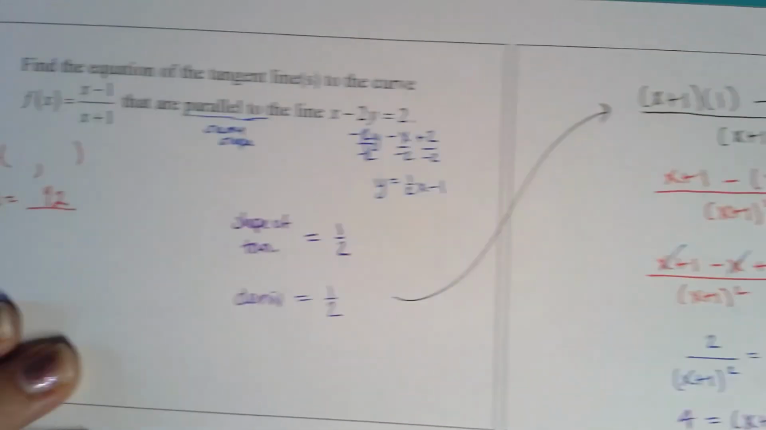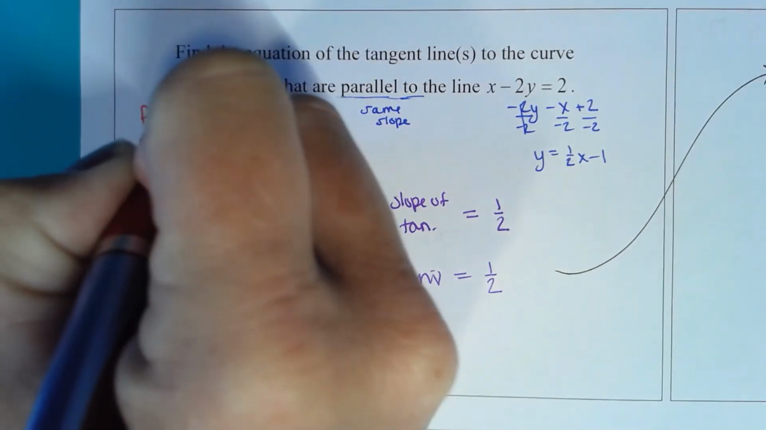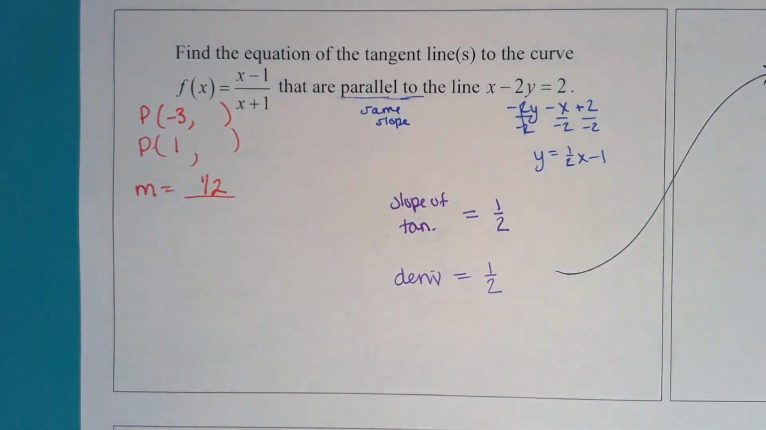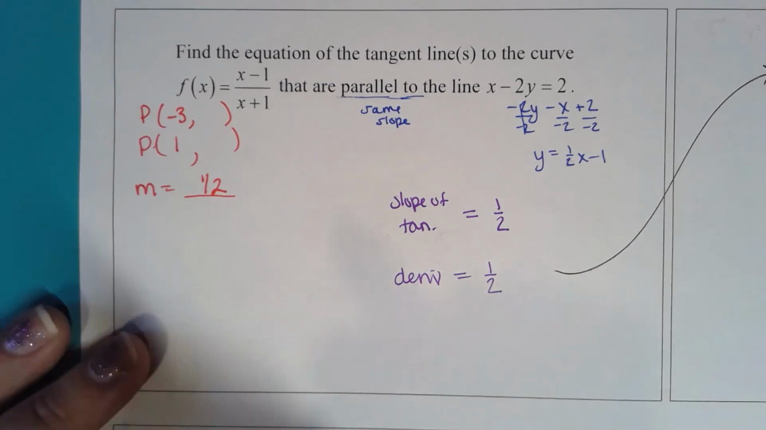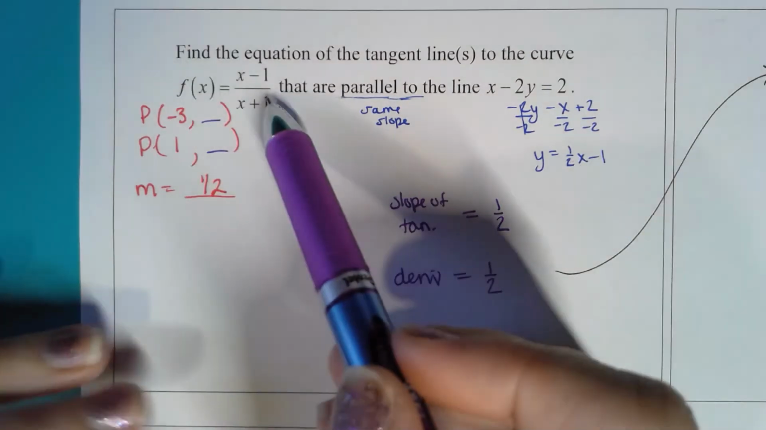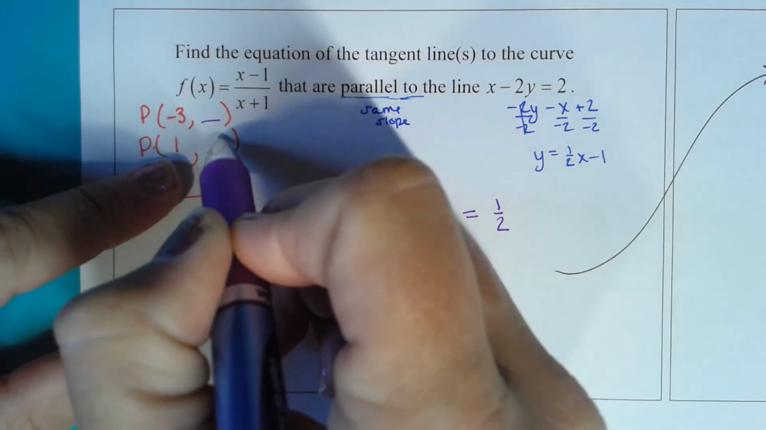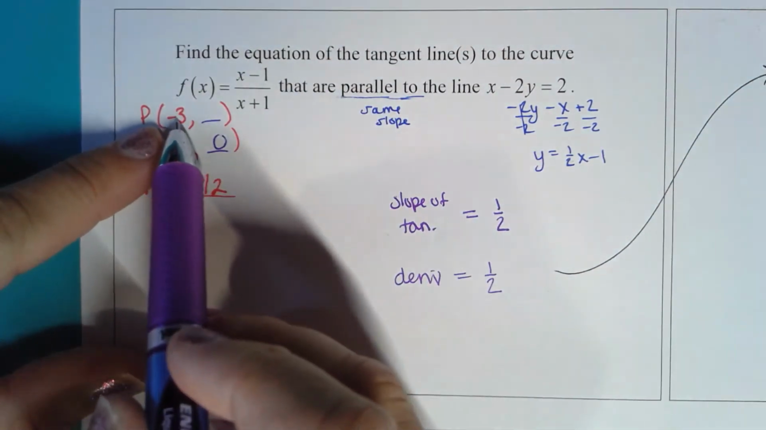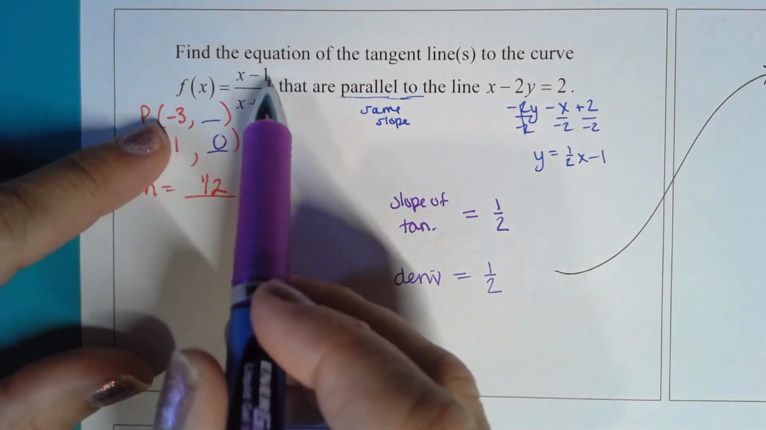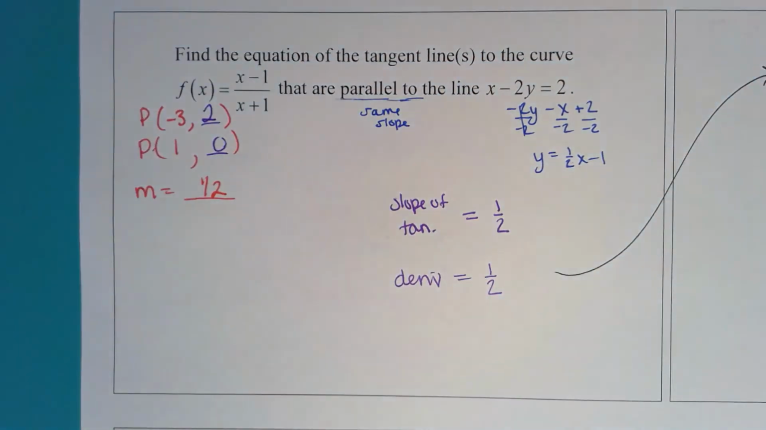So I'm going to go back here to where I said the point. Well, the point is either a 1 or a negative 3 for x. I could have left us a little more room there, huh? So there are two x values where the slope is equal to 1/2. We just need to go find the y values. How do we find y values? We plug into the original. If I plug in a 1, I get 0 divided by 2, which is 0. If I plug in a negative 3, I get a negative 4 divided by negative 2, which is 2.